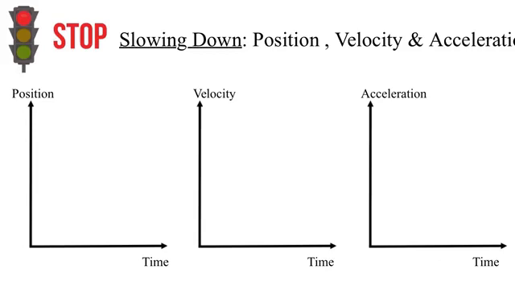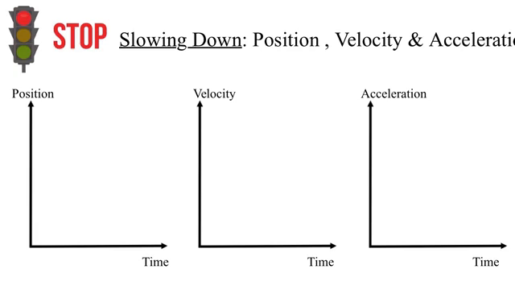Now let's go through the same process for an object that is slowing down instead. Based on what you saw for speeding up, I would like you to make a prediction about what the position time, velocity time, and acceleration time graphs will look like for an object that is slowing down and eventually coming to a stop. Pause the video and see if you can make a prediction now in your notes.